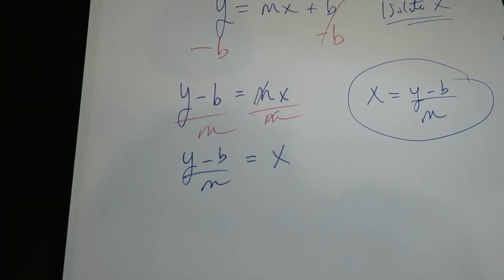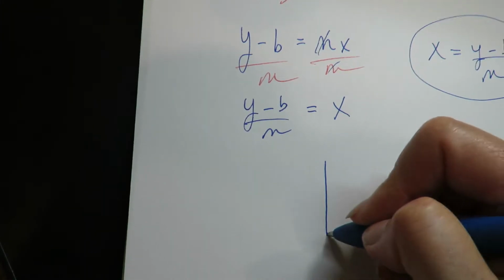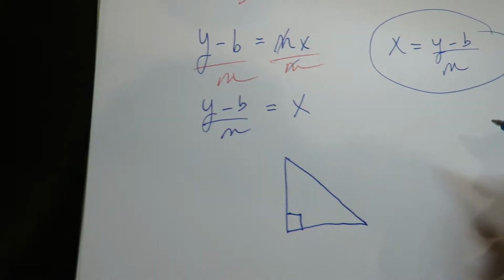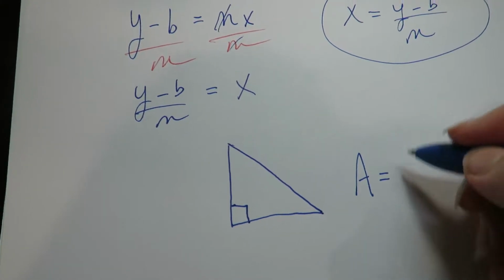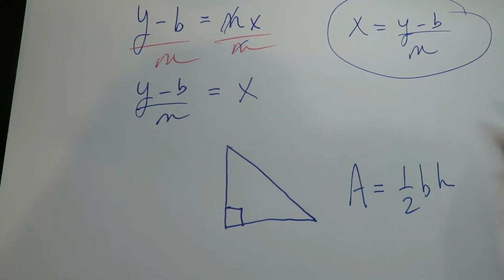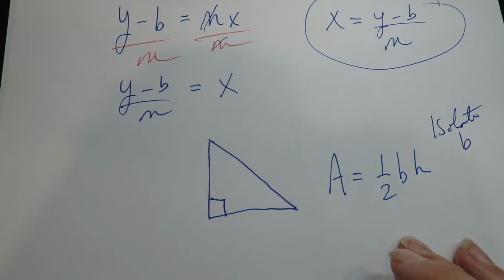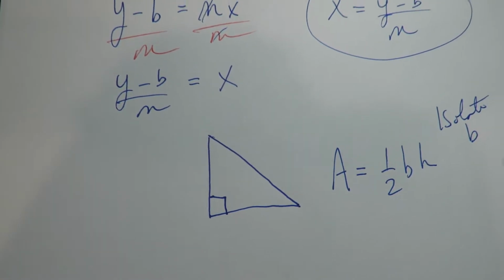So, does anybody know the area of a right triangle, the formula for that? Area would equal one half base times the height. So let's say we took this formula and I asked you to isolate B. Okay, right now you're isolating the area, but what if I asked you to isolate B, the base?